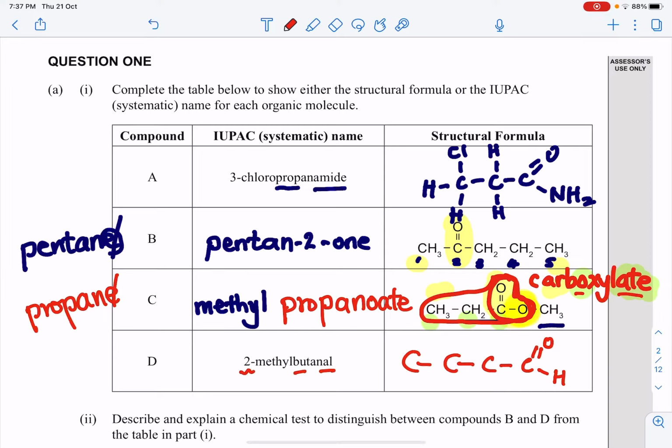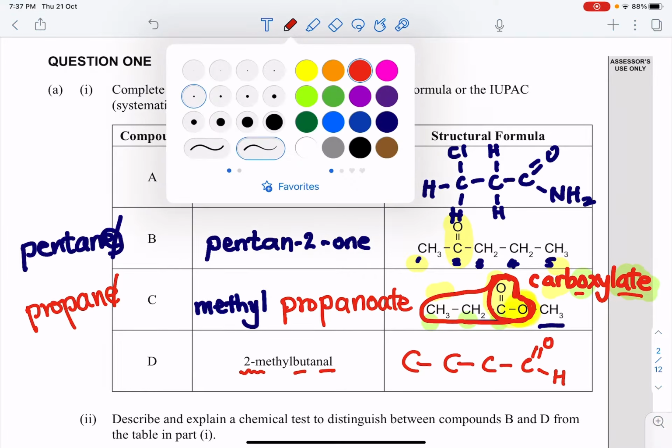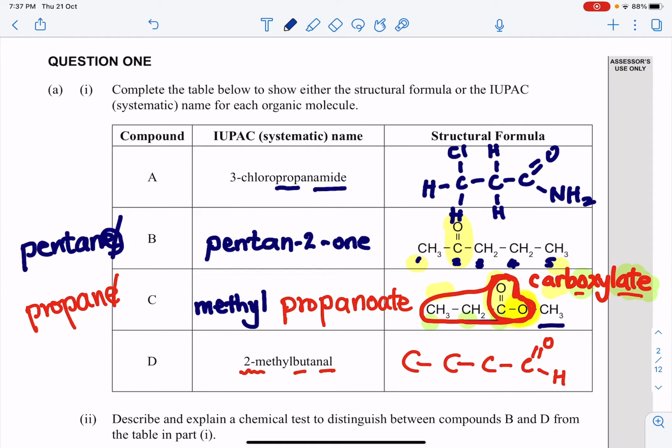And on carbon number 2, we have 2-methyl. So I'm going to put in the 2-methyl group. So we have 2 CH3, okay, and the rest is just to fill up the space for hydrogen. And you must remember each carbon must have exactly 4 bonds. So you have 2-methyl butanol, okay, A2D.